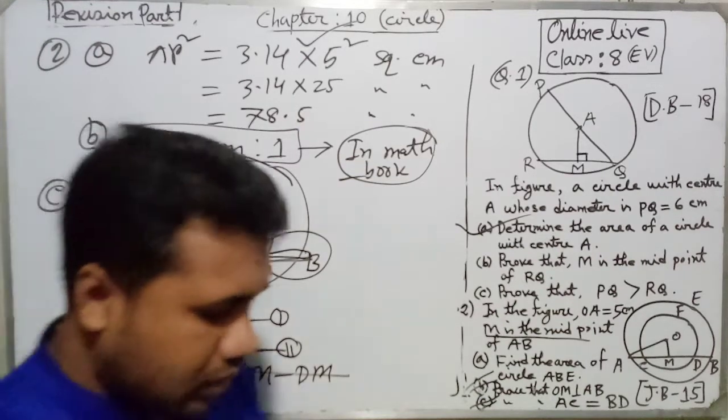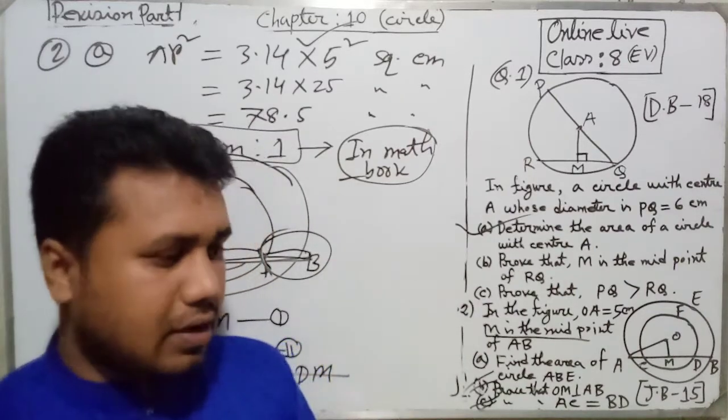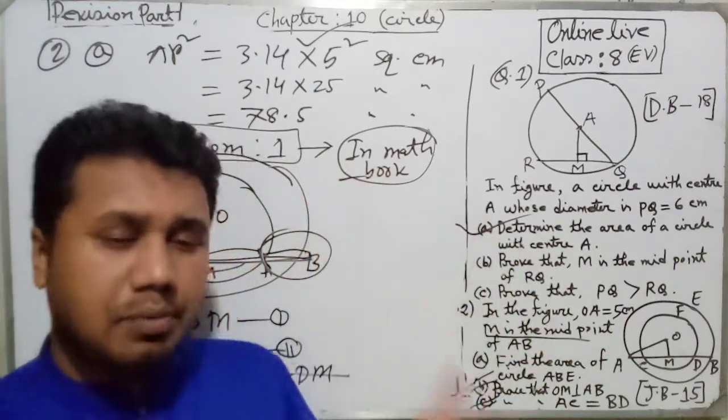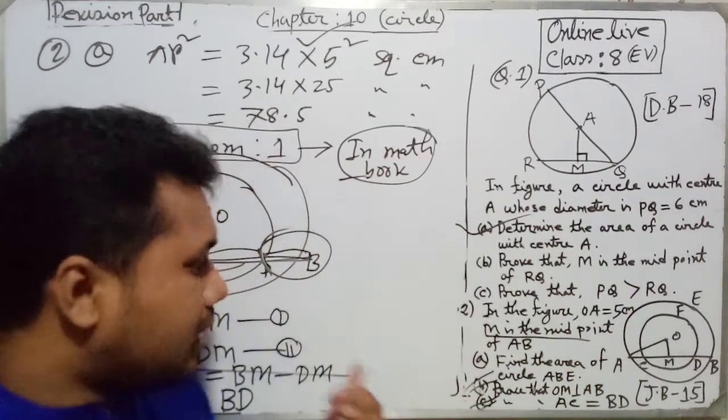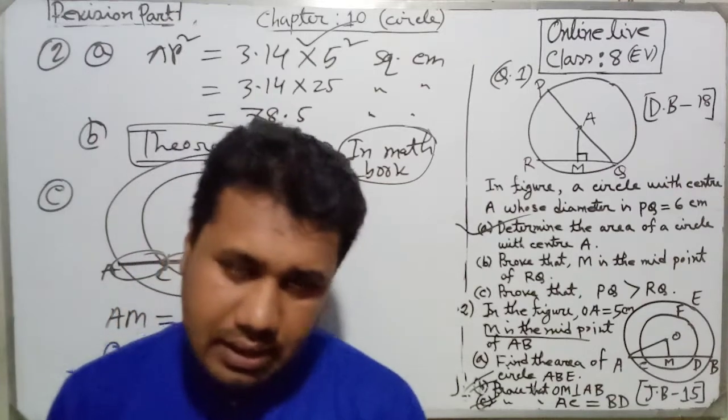So this is our target, AC equal BD. If you go to your math copy, then you will find it already we solved in all our exercises, chapter 10, 10.1, 10.2, 10.3. In 10.1 you will get it, clear.